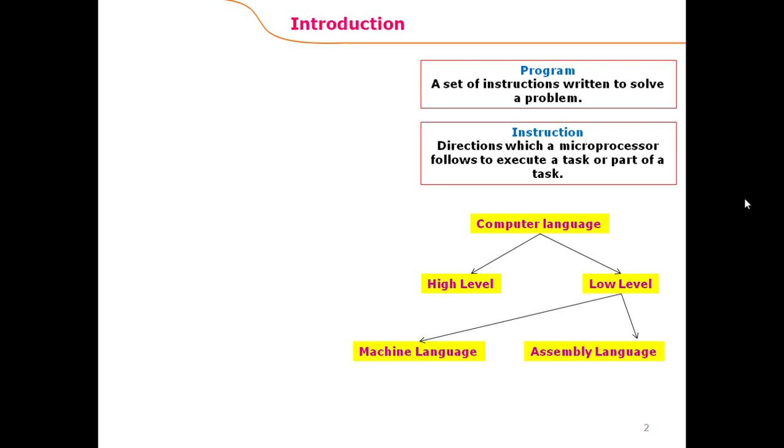A machine language, as the name indicates, is the language that the computer machine can understand. In this language, program instructions are a sequence of binary bits which the computer hardware can interpret and then execute a task or part of a task.